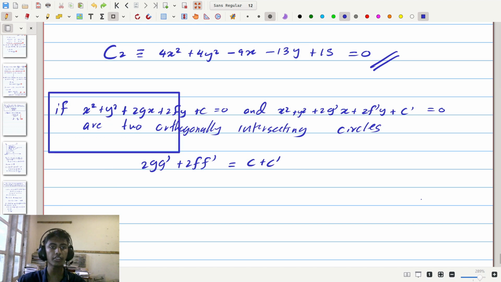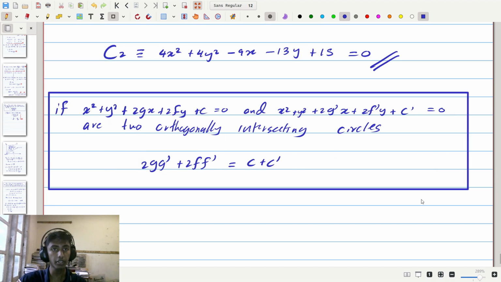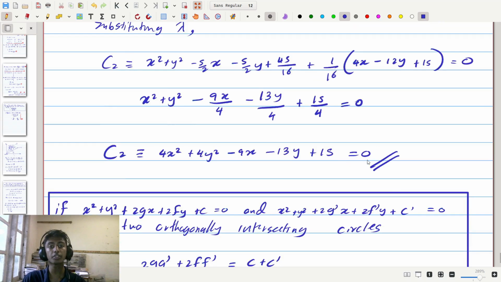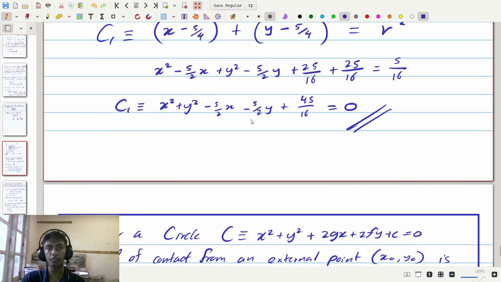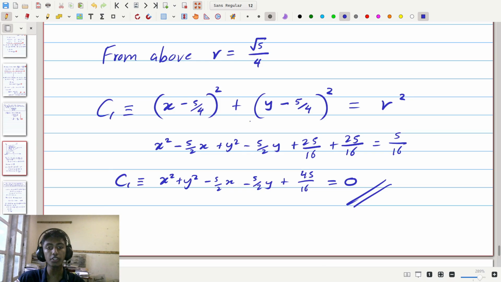Now we can write this as theory and apply it to this particular situation. So in this particular situation, if we consider the values that we have for the first circle C1, the coefficients that we had are 2g being equal to negative 5 over 2, meaning that g is equal to negative 5 over 4. Similarly, f is equal to negative 5 over 4 and c is equal to 45 over 16.